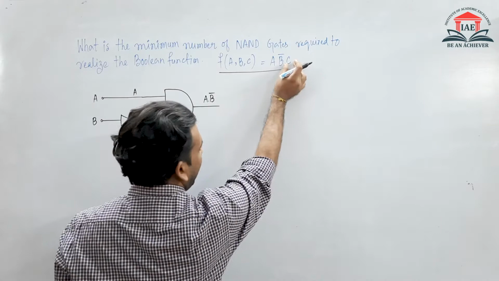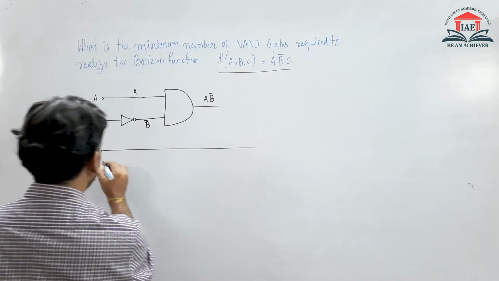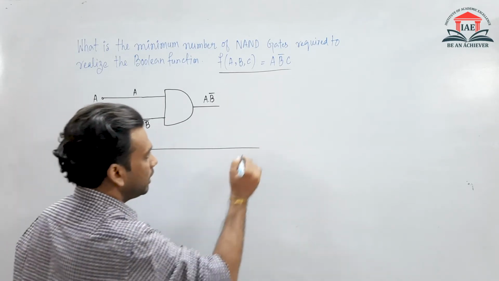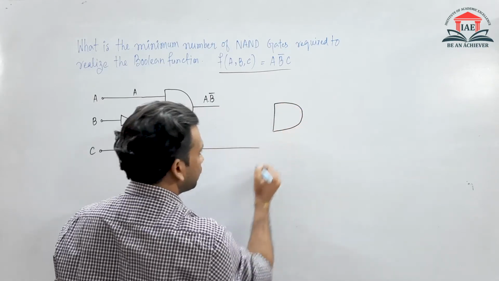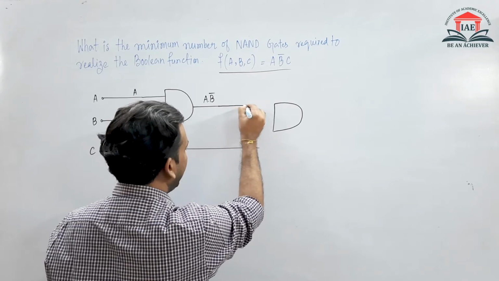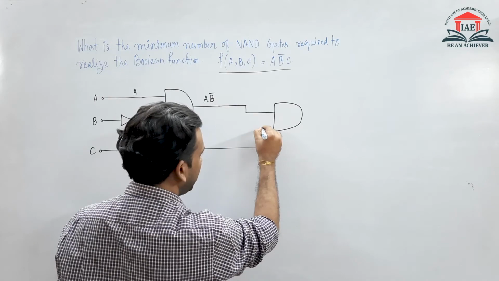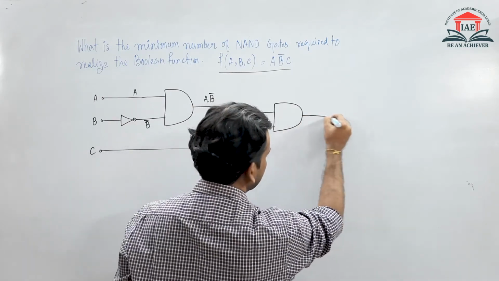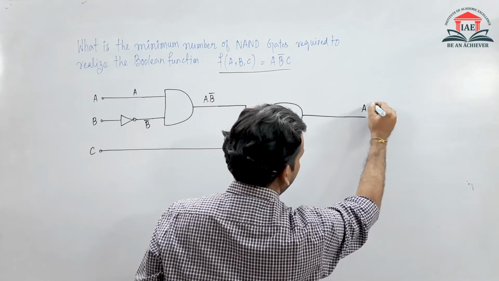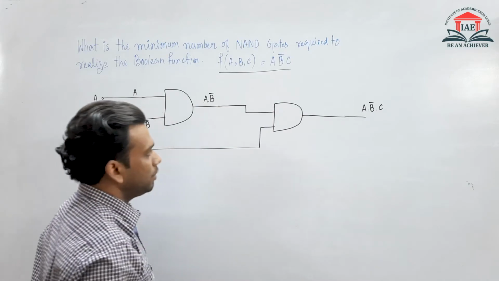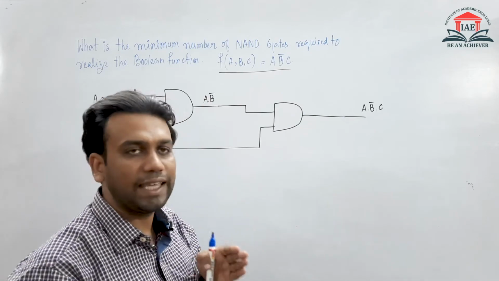Now we have to add another input, that is C. So we will take the input here. So this is the C input. Now we should have another AND gate. So this A and B bar will go as the input, and here it will go as the input. So it will give us the value A, B bar and C. So this is the realization of this function using the basic gates only.